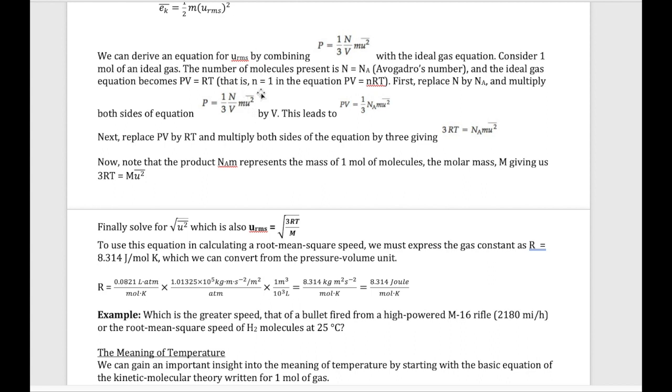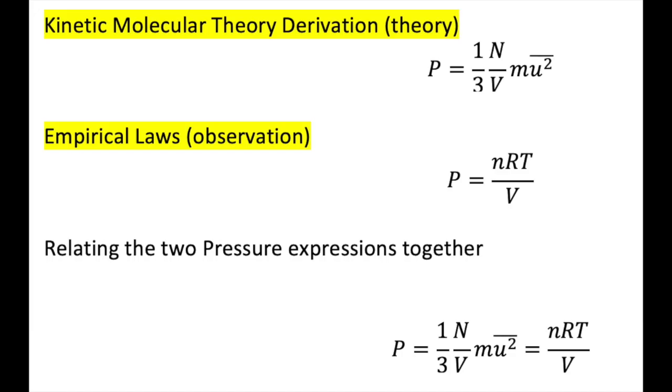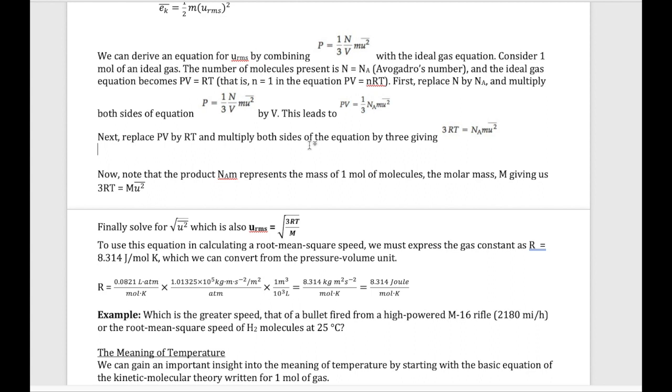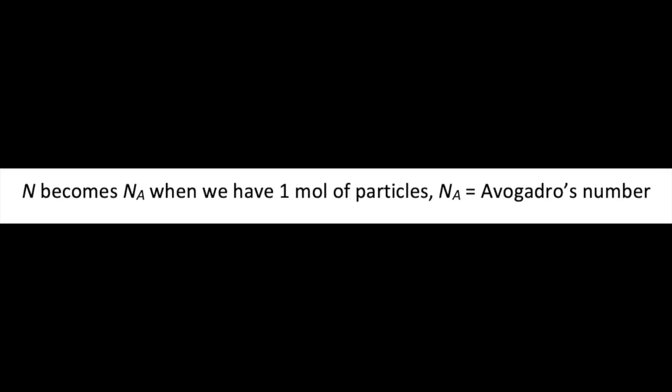And from the macroscopic model, we know that P is equal to nRT over v. So what that implies is that this expression right here must also equal nRT over v. That means we can cancel out the v on both expressions, and you should end up getting 3RT equals Na times m u squared. Because I'm talking about 1 mole of a compound, I end up getting Avogadro's number here, which is Na.